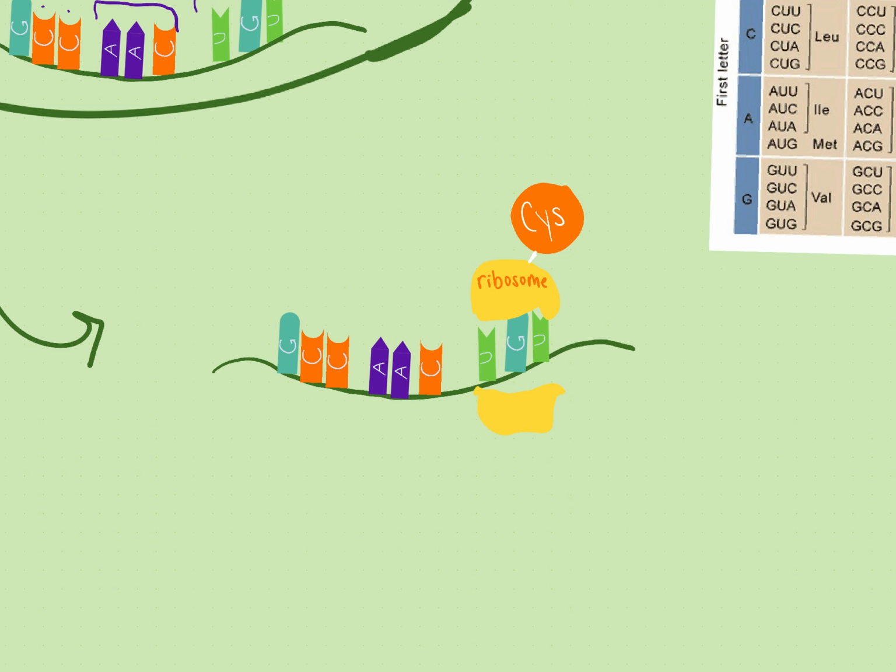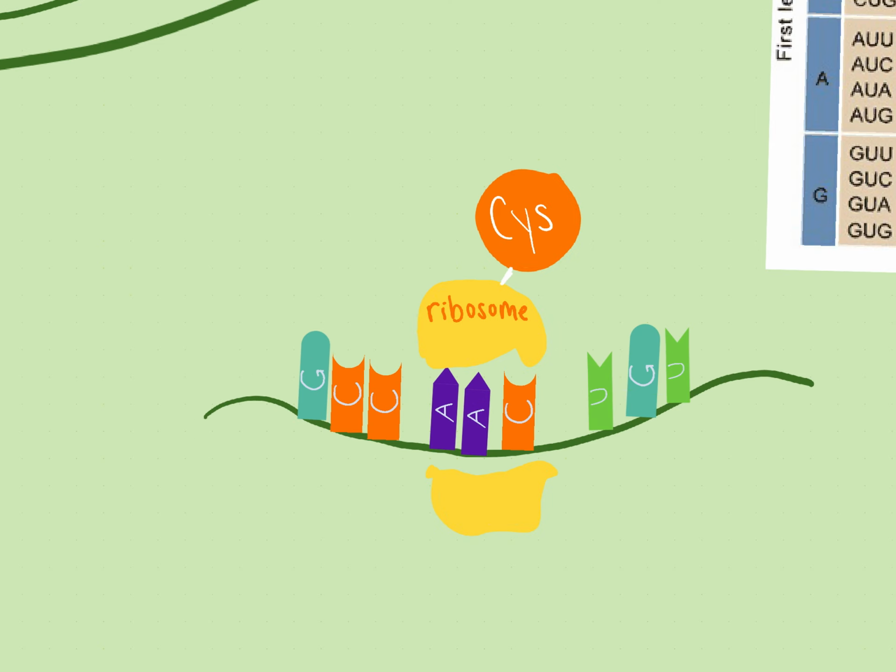The CYS amino acid is brought to the ribosome by something called a tRNA, which is a transfer RNA. Next up, the ribosome is going to move along to the next codon. This codon, AAC, codes for amino acid ASN, so that amino acid gets added onto the chain.